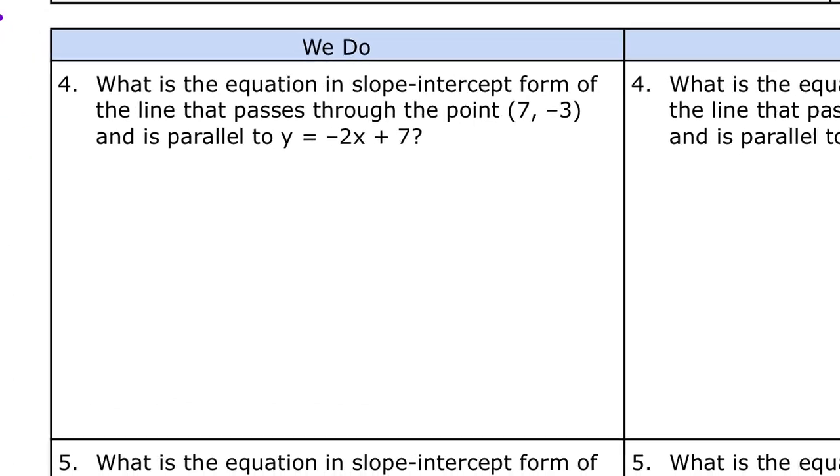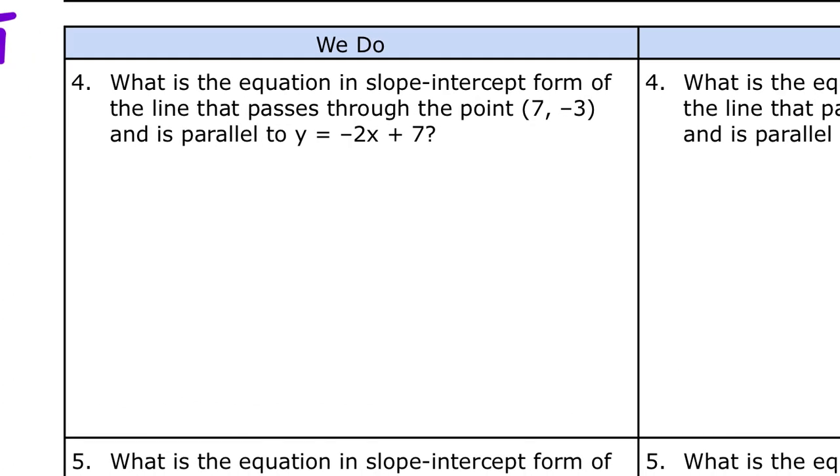So number 4, what is the equation in slope-intercept form of the line that passes through the point 7, negative 3, and is parallel to y equals negative 2x plus 7? So I know that this point is going to be x1, y1, but parallel, we just finished going over this, we're going to use the same slope.